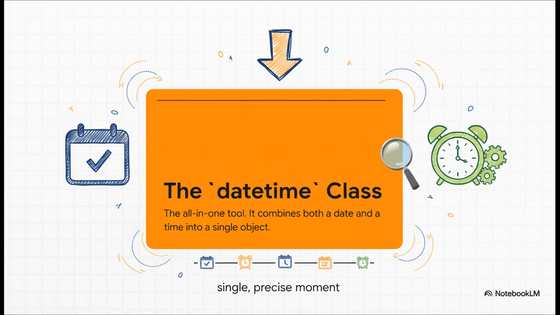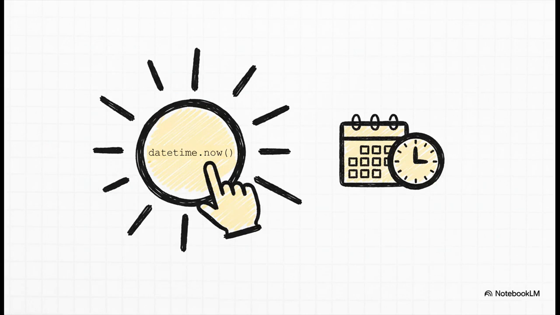Okay, so we have a tool for dates, and we have a tool for times. But what happens when you need both? Well, that's where the datetime class comes in. It is the all-in-one object that combines both a date and a time into a single precise moment. And honestly, probably the most common way you are ever going to use this is with datetime.now(). This one command grabs the current date and the exact time, right down to the microsecond. It is perfect for creating a timestamp for pretty much any event in your application.